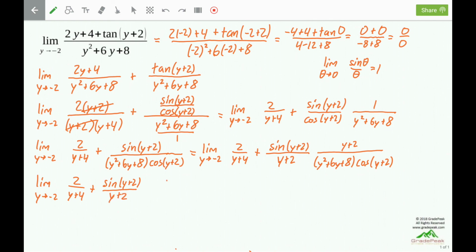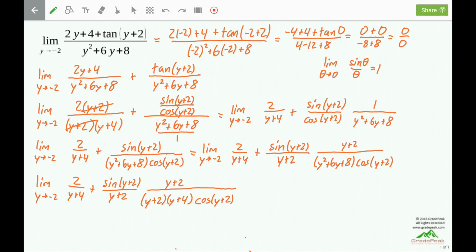And then this other fraction, which is a y plus 2 in the numerator, we're going to trinomial factor that denominator. We need two numbers that multiply to be a positive 8 and add to be a positive 6. Well, we've done this factorization already, and it turned out it was a positive 2 and a positive 4. And then we'll just leave the cosine alone. The cosine of 0 is a 1, so we're never worried about that. It never makes 0 over 0.